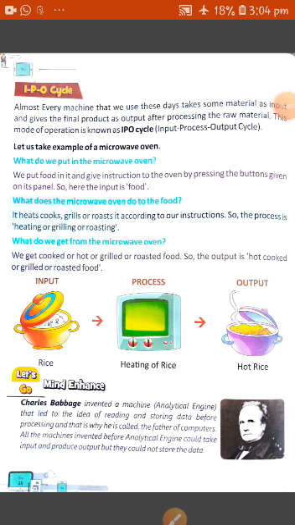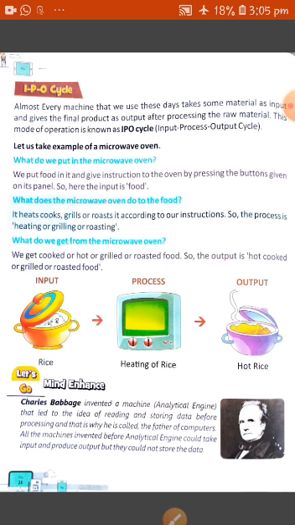Kids, we can understand the IPO cycle with a very easy example like a photocopy machine. हम photocopy machine में plain paper as an input डालते हैं and printed paper हमको मिलता है as an output. This is the very basic example of the input, process, output cycle. Taking another example of a microwave oven.